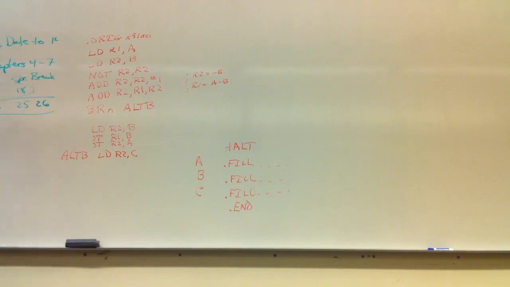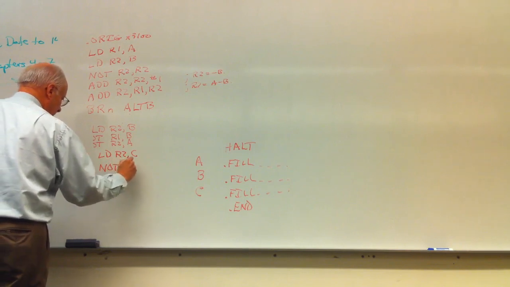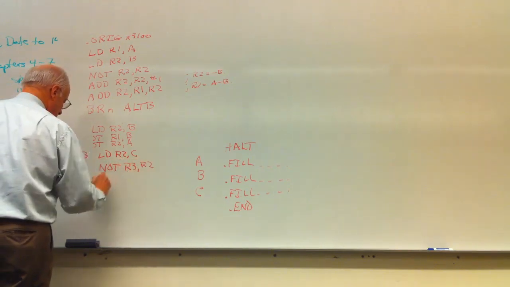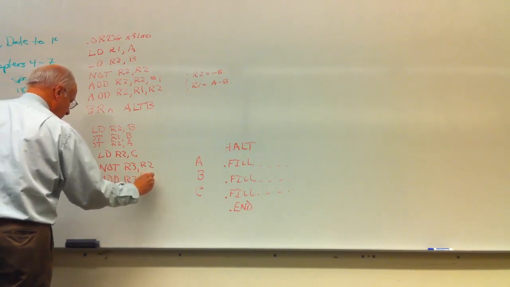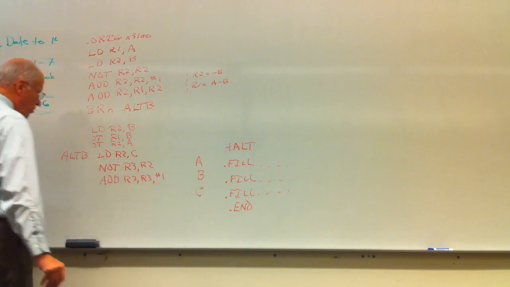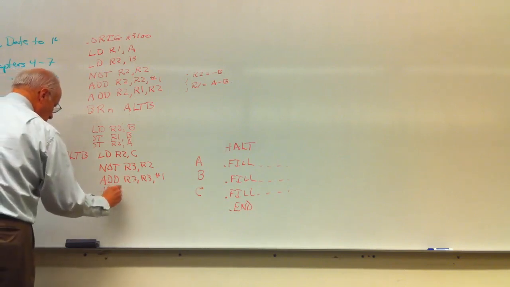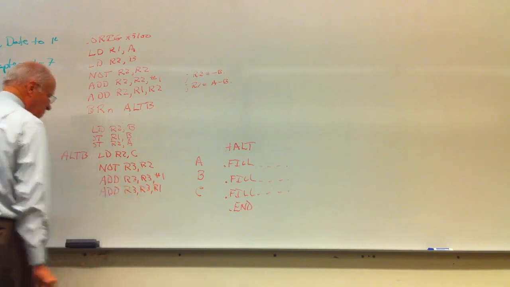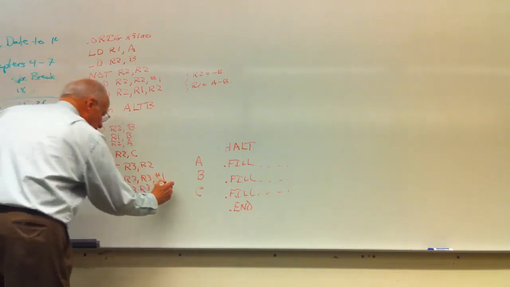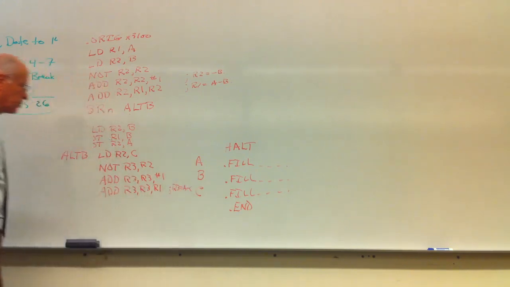Now let's look at this idea here. We now want to put the negative of C into register 3. And then we'll add, that gives us A minus C. Register 3 is now A minus C.